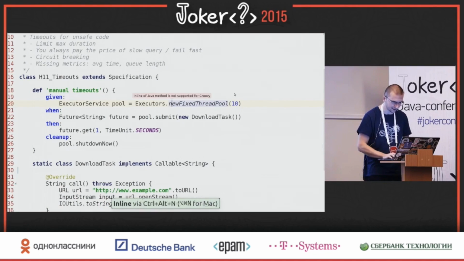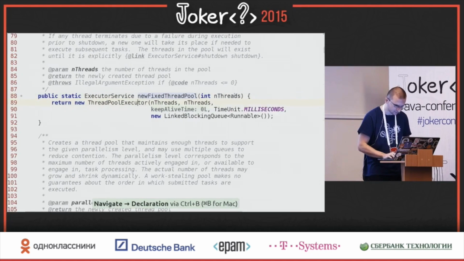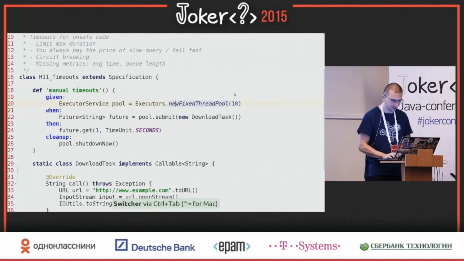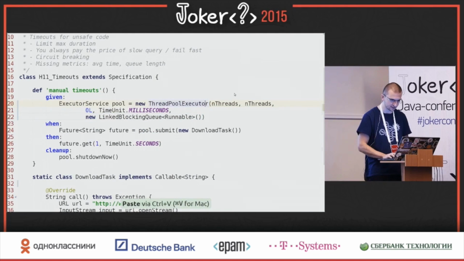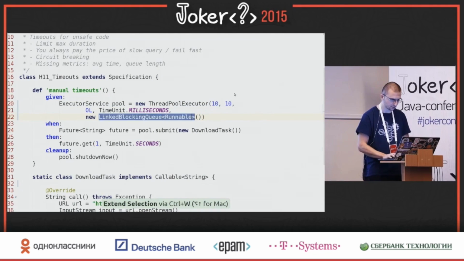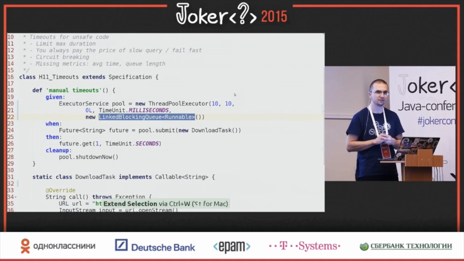I can actually inline this, or I can't because it's Groovy and it's crappy here. So I can actually replace this. The inline really doesn't work? Nope? Okay. So this one actually creates this. I just inlined it. So I have 10 threads here, and this is the crucial part. It creates an unbounded queue of tasks.